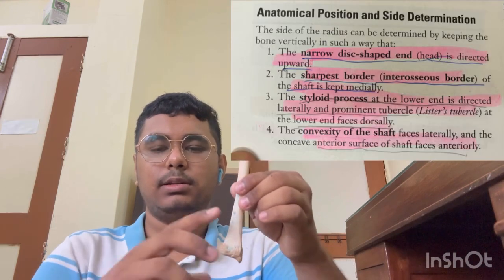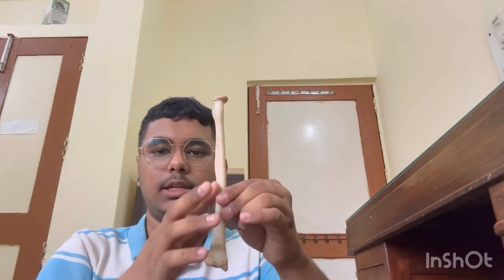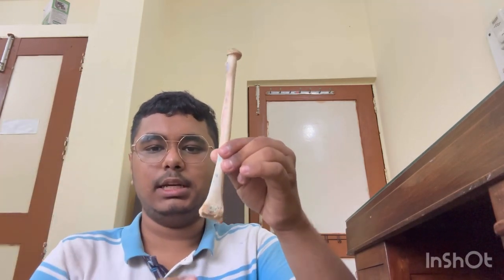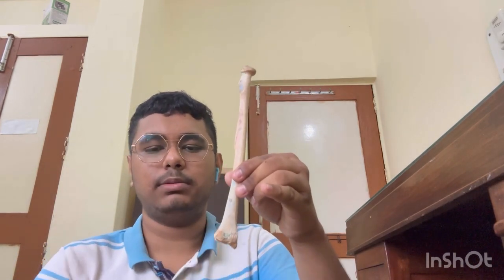The points are: the disc-like head will be directed upward, the radial tuberosity and the interosseous border will be directed medially, Lister's tubercle will be presented dorsally, and the styloid process will be directed laterally.